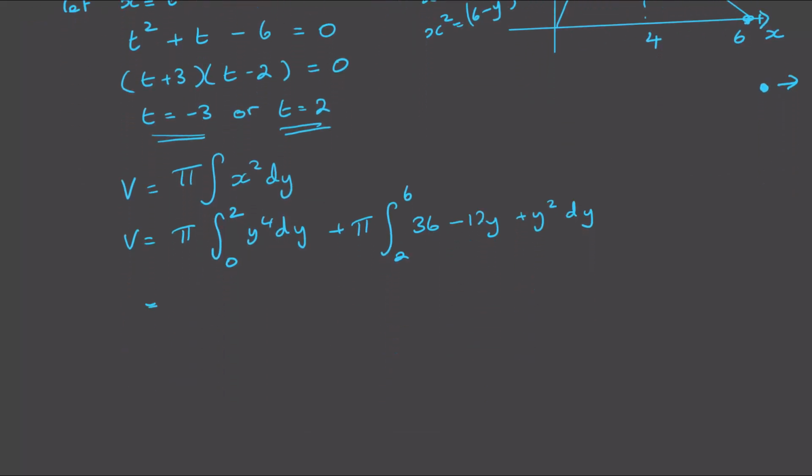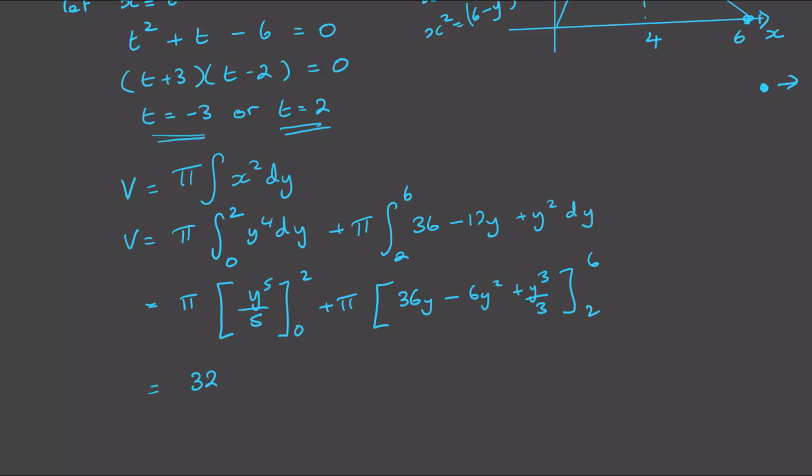Okay, so we get pi times y to the 5 over 5 from 0 to 2 plus pi times 36y, take away 6y squared plus y cubed on 3 from 2 to 6. So this one is going to give me 32 pi on 5. And then we have pi.